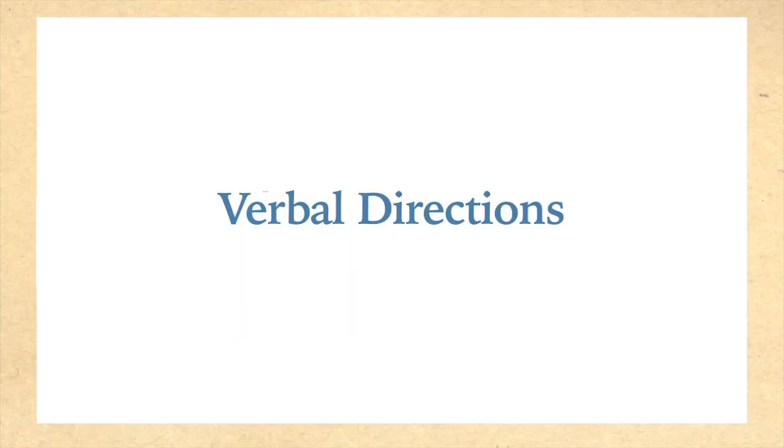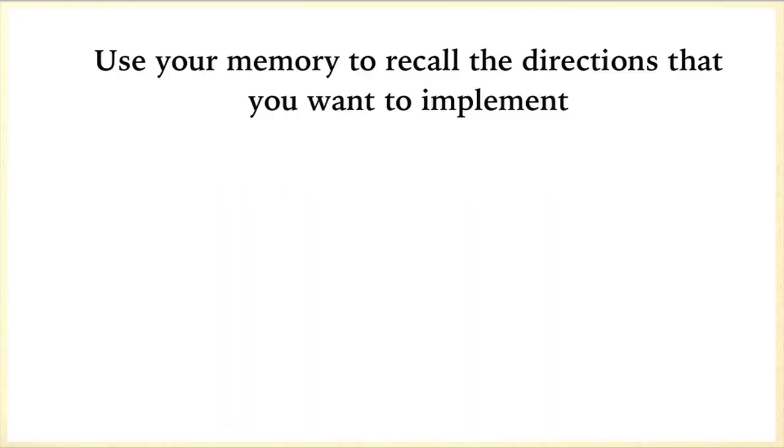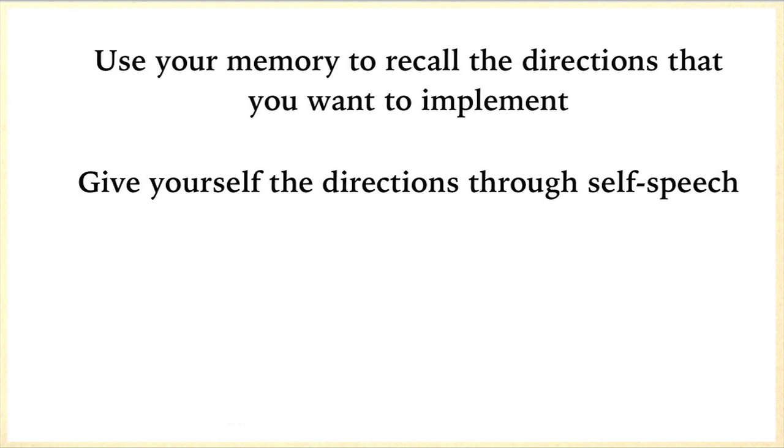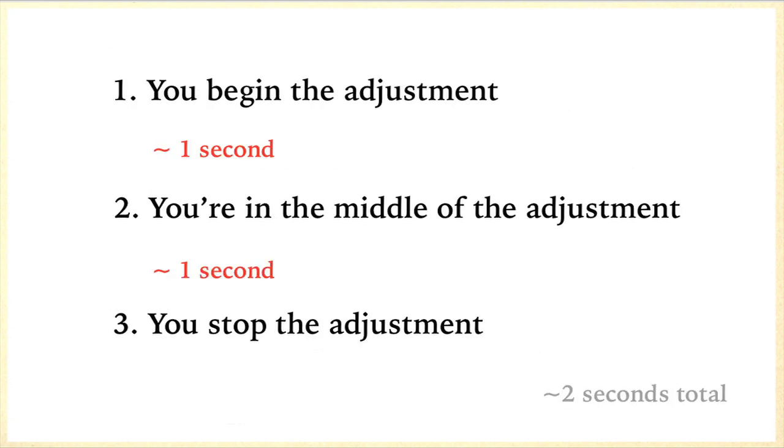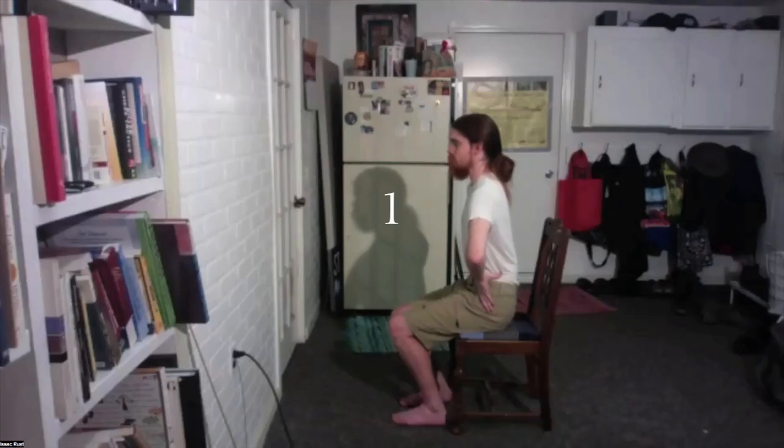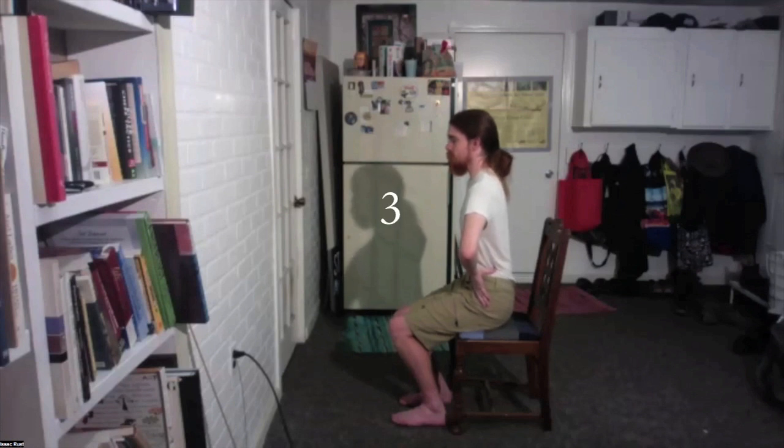The method for putting a set of directions into action is to first use your memory to recall the orders that you want to implement, and once the orders are clear in your mind, you can put them all into action simultaneously on a 1, 2, 3 count. You begin the adjustment on 1, are in the middle of the adjustment at 2, and end the adjustment at 3. There is 1 second between 1 and 2, and 1 second between 2 and 3. At the end of the 2 seconds, you can check to see if you've succeeded using your video recording, mirror, or physical object.